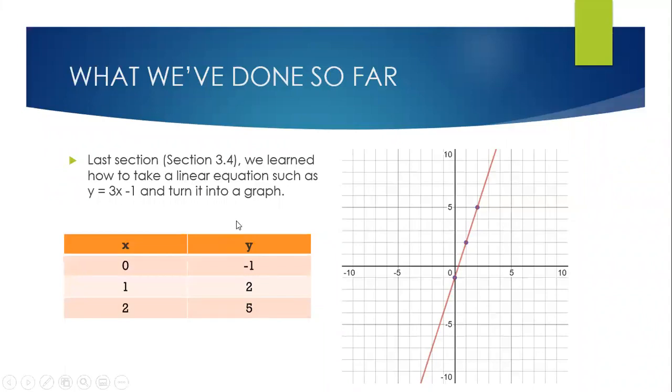And how do I do that? Well, I would pick 3 x's, get 3 y's, make ordered pairs, graph the ordered pairs, and draw a line through them. If you need to go back and look over that, that's in section 3.2, I believe. 3.3 is intercepts, so 3.2 would be the section you look at to see how to graph y equals 3x minus 1 and turn it into a graph.